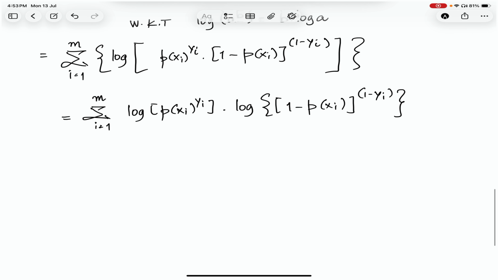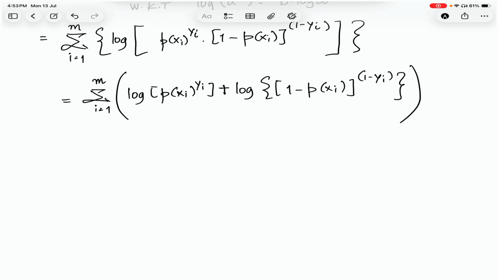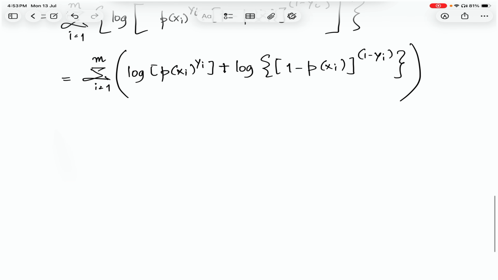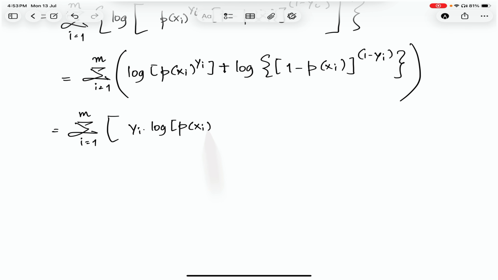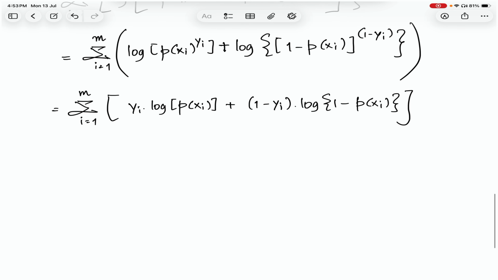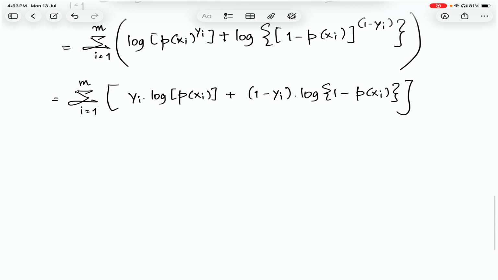This will be plus, there's one more bracket here. So summation is running from 1 through m, yi times log of p of xi plus 1 minus yi times log of 1 minus p of xi. Yes, that seems about right.